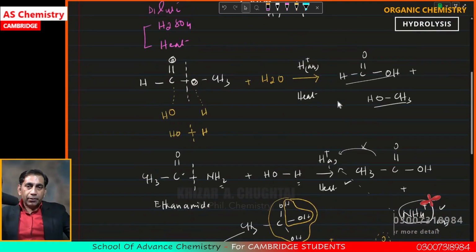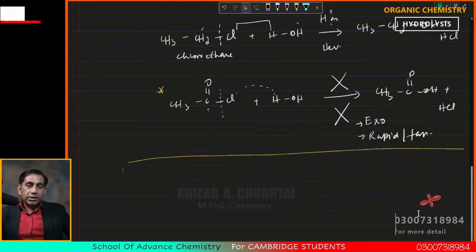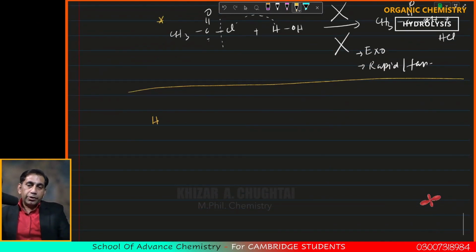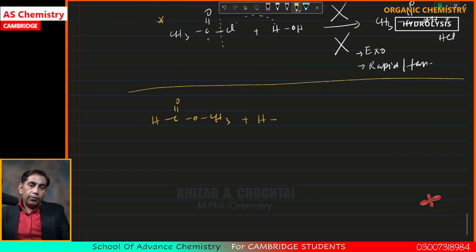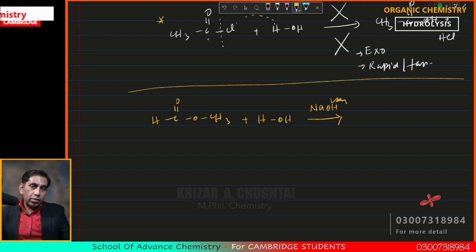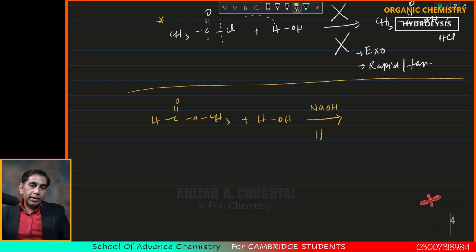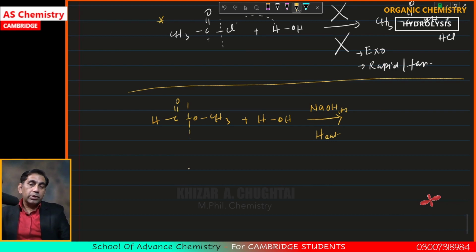For example, I'm going to once again hydrolyze this ester, HC double bond O, OCH3. This time I'm in water, but in the presence of, let's suppose, sodium hydroxide, plus heat, and it is aqueous, heat. So what will happen? Again, this bond is broken down.